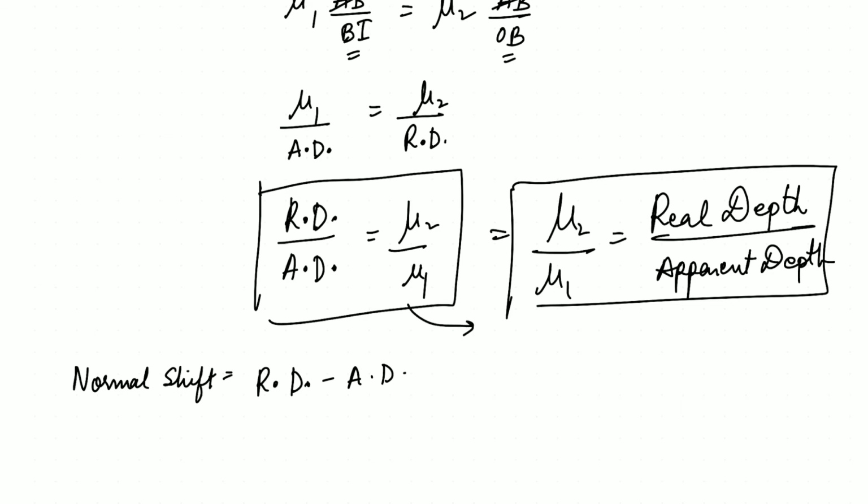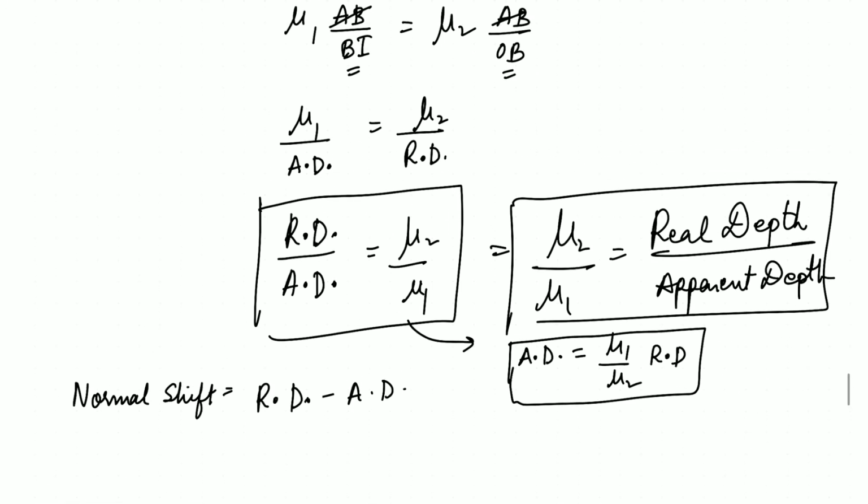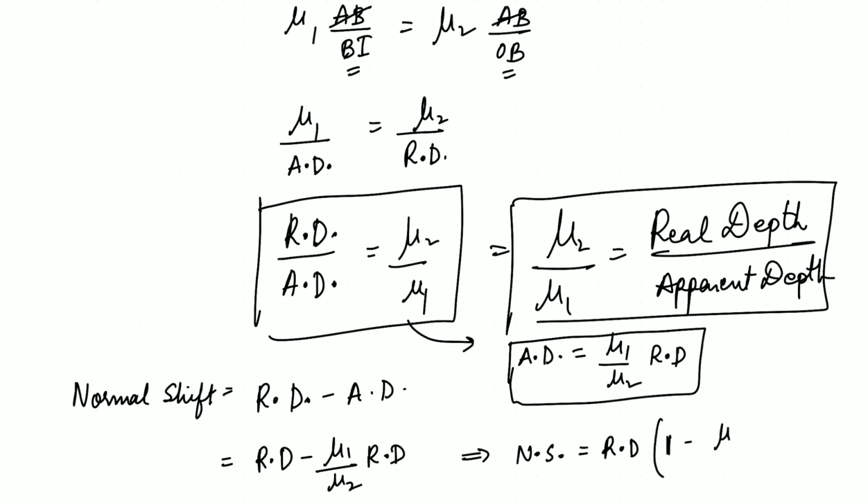So from this particular formula, apparent depth can be written as nu 1 upon nu 2 times your real depth. Is that a yes or no? You can write it like that. So just write it here: real depth minus nu 1 upon nu 2 times real depth, or you can simply say your normal shift NS is actually equal to, take your real depth common, and this will be equal to 1 minus nu 1 upon nu 2.